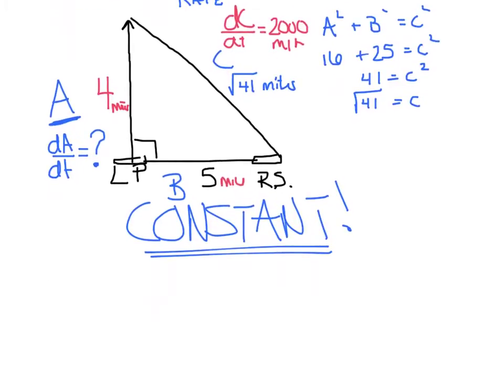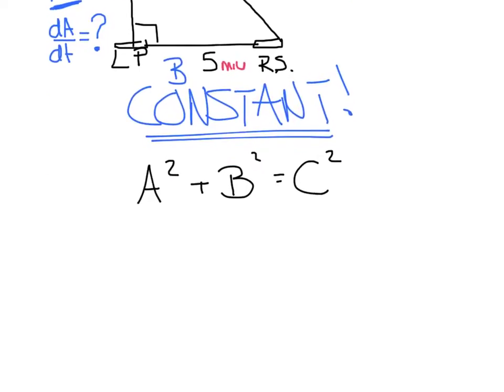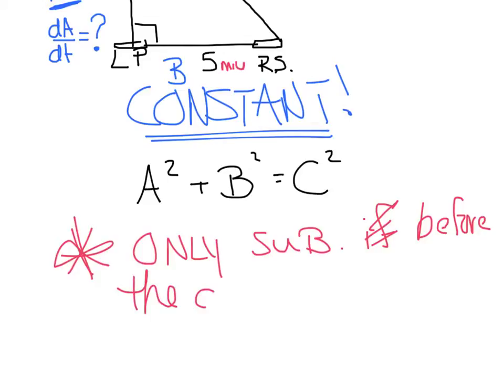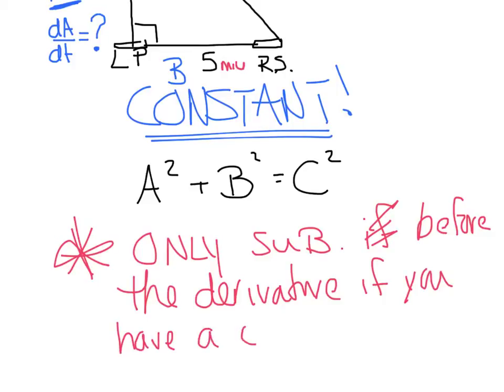So basically, again, I have a triangle. I'm going back to my Pythagorean Theorem. A squared plus b squared equals c squared. Now, I want you to put this in your notebook in a big star. You can only substitute, before the derivative, if you have a constant. And that is why we love constants. Okay, you can only substitute before the derivative if you have a constant.